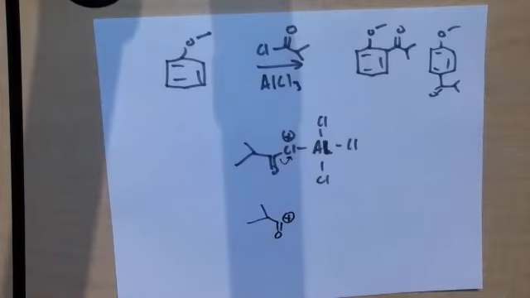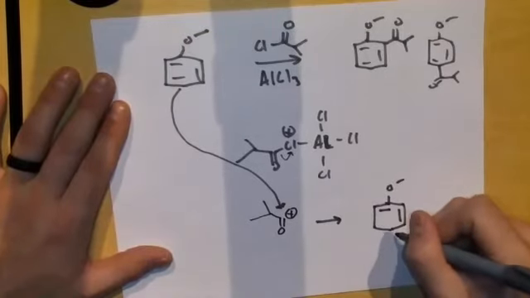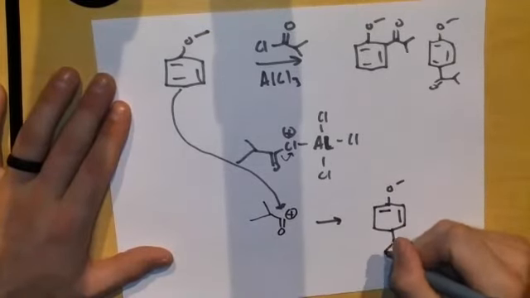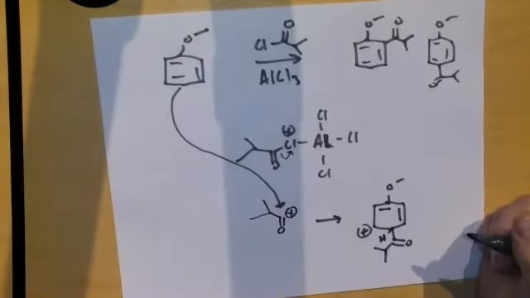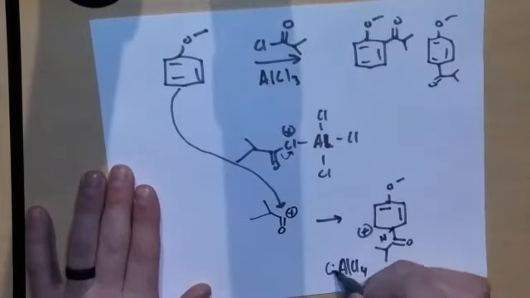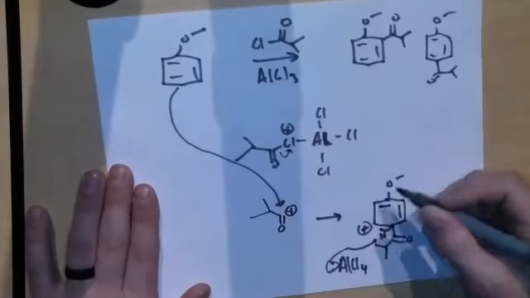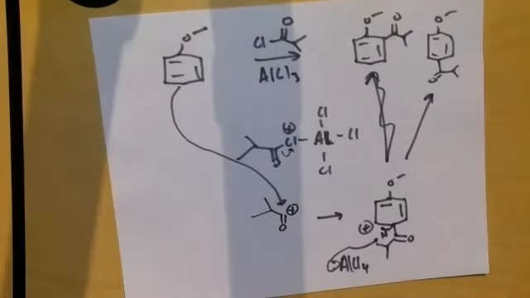We're going to generate a carbocation, which our ring can attack. We'll re-aromatize with AlCl4. Oops, take a minute to go to this one. To get our final product.